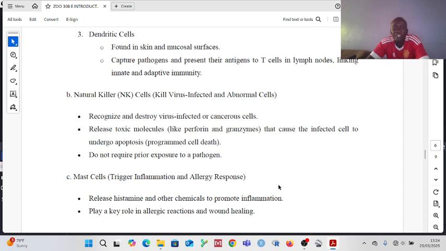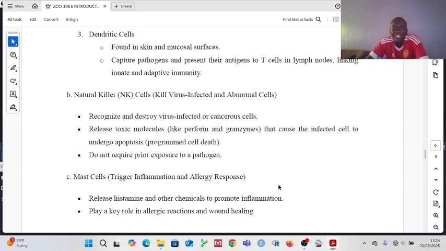What the perforin does, perforin perforates. To perforate ni kuweka mashimo. Okay? So the perforin perforates the cell membrane. Once the cell membrane has been perforated, then that cell will die.